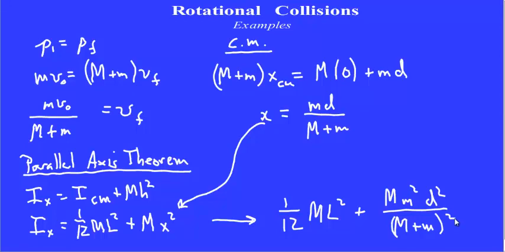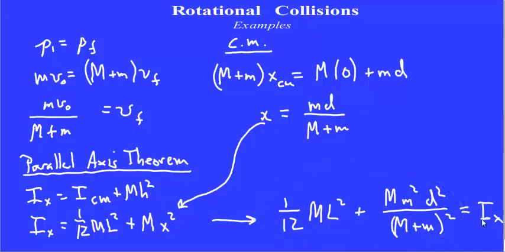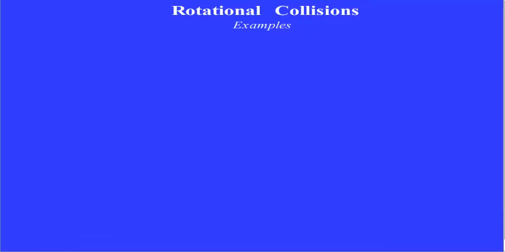I should clarify here. What this represents is not the moment of inertia of the whole system. It merely represents the moment of inertia of the rod after the collision around that new point, right? The total moment of inertia of the ball rod system, we're not there yet. We have to add the moment of inertia of the putty ball to the moment of inertia of the rod. And that's what we want to do next. So I'm going to go to the next screen for that.